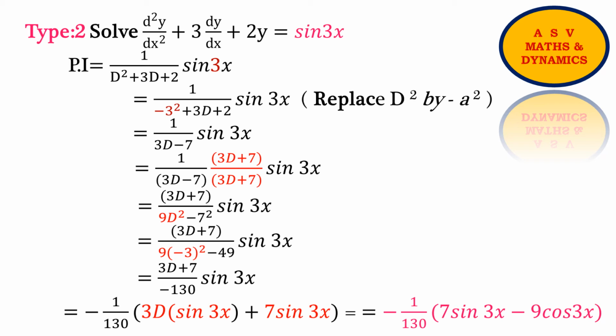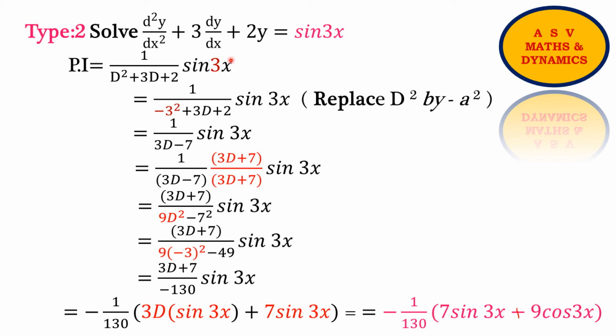Sometimes mistakes will come, it is positive. If you multiply inside the bracket, it will come positive. You see here negative, negative. If you multiply here, you get the same answer. This is the PI for this problem.